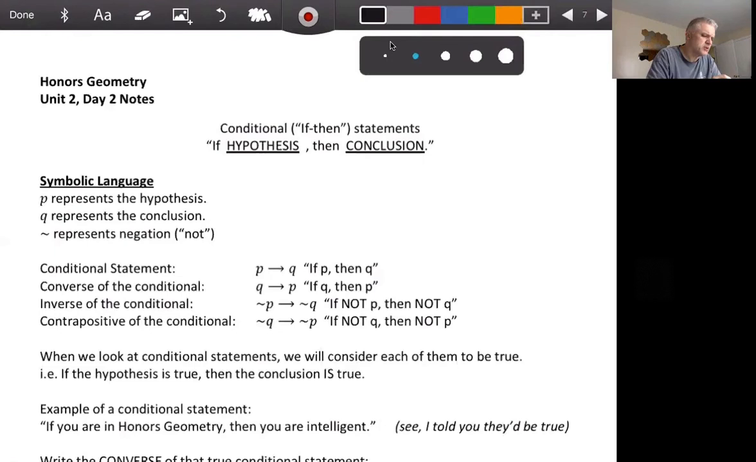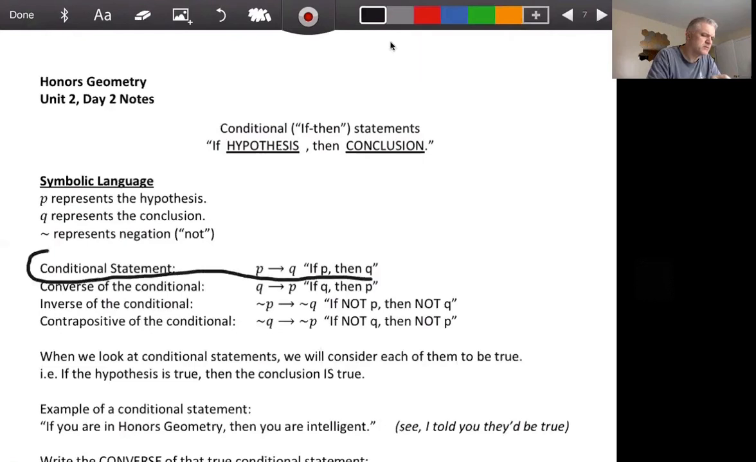So here's an example of a conditional statement. It could be written symbolically as P leads to Q. So if P, then Q. Now some vocabulary for you. The converse just means you switch the P and the Q. Whatever the conditional's hypothesis was, put that in the conclusion spot. Vice versa, whatever the conditional's conclusion was, put it in the hypothesis spot. So if Q, then P is the converse.